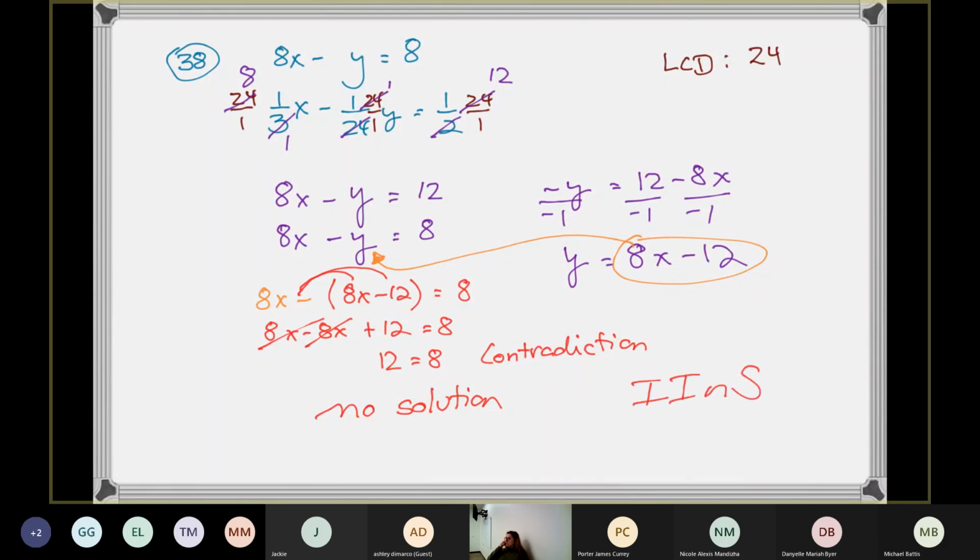IINS. You can do either one. If it says here, let's see, what did it say? For systems that do not have one unique solution, also state the number and whether the system is inconsistent or dependent. So if you just write IINS on the homework, that's sufficient. Or you can do the math, CDS. Yes, Elijah, IINS. Okay, so that concludes 3.2.